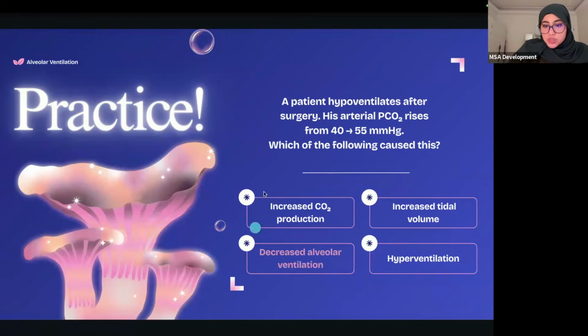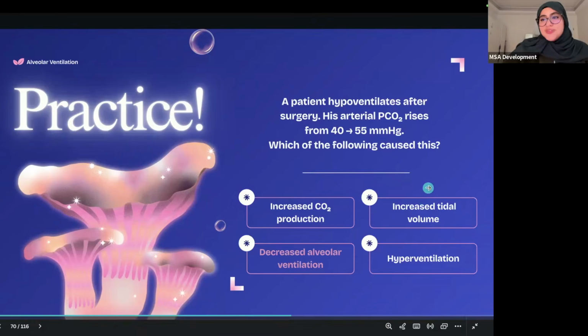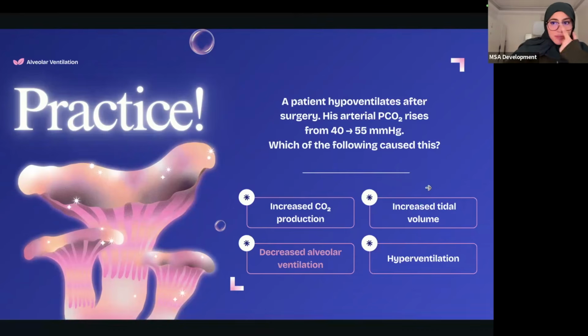Now, increased CO2 production doesn't make sense because you don't increase CO2 production when you hypoventilate. What happens is just there's an inability to exhale the CO2. Increased tidal volume, you're not exhaling more, you're actually exhaling less. So it's hypoventilation, you're not ventilating properly, so this is not even correlated. And then hyperventilation is the exact opposite of what we just talked about. So I hope that makes sense.